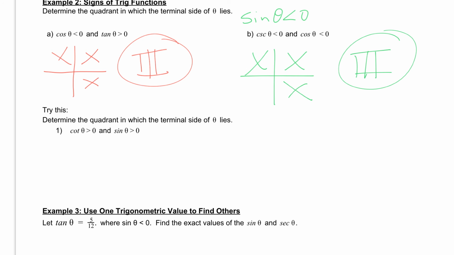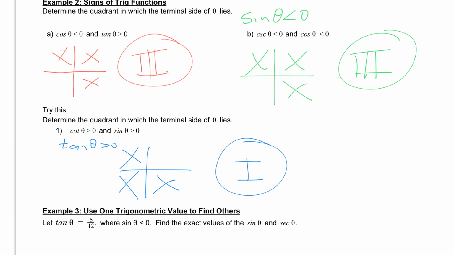If you did number 1 correctly, with the cotangent, remember you want to think about the tangent, which is its reciprocal, and think about that being greater than 0. And then the sine is also greater than 0. So if tangent is greater than 0, we can cross out these two quadrants. And if sine is greater than 0, we can cross out the third quadrant, which gives us an answer of quadrant number 1. If you have questions, let me know.